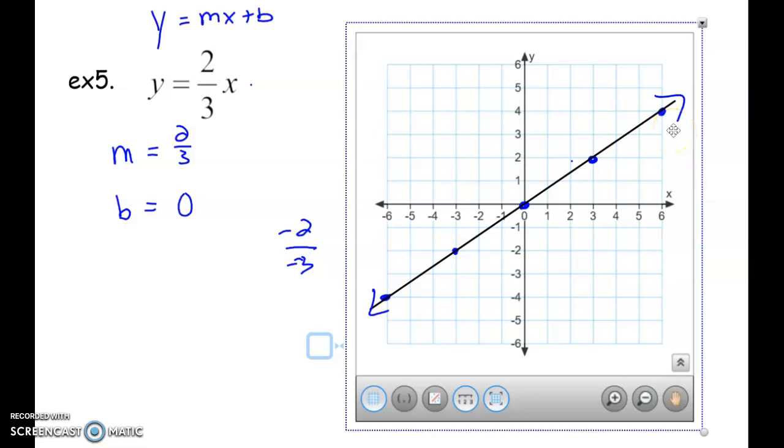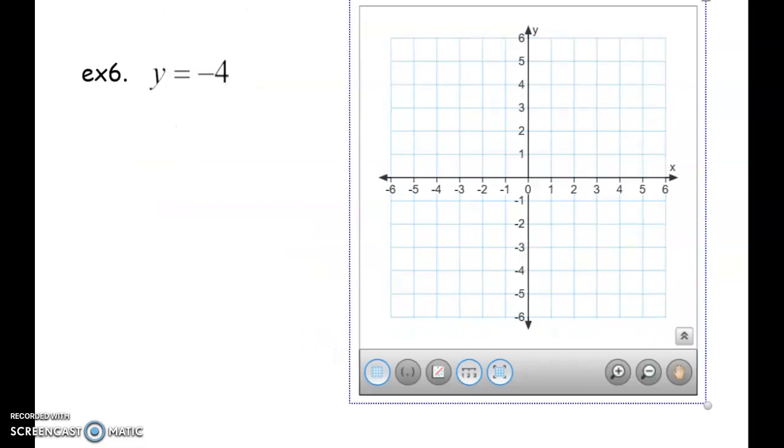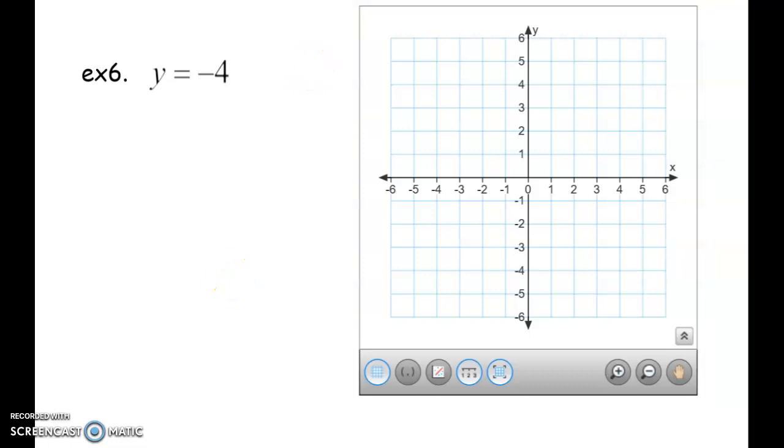Alrighty, let's move on to example 6. Y equals -4. So remember this one, the y is always equal to -4. So there is no slope. The m is actually 0 on this one. Since it's y equals, it would be like 0x minus 4. So -4 is the y-intercept. And your slope is 0 and your y-intercept is -4. So go down 4.